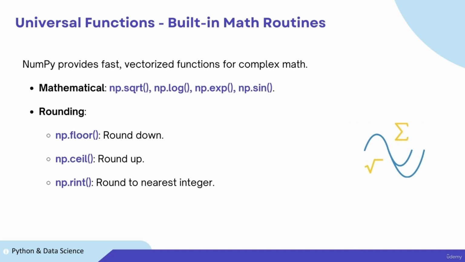We also have universal functions, or ufuncs. These are highly optimized math routines. If you want the square root, don't use the Python math library, use np.sqrt. If you want logarithms, use np.log. We also have rounding functions. np.floor rounds down, np.ceil rounds up, and np.rint rounds to the nearest integer.